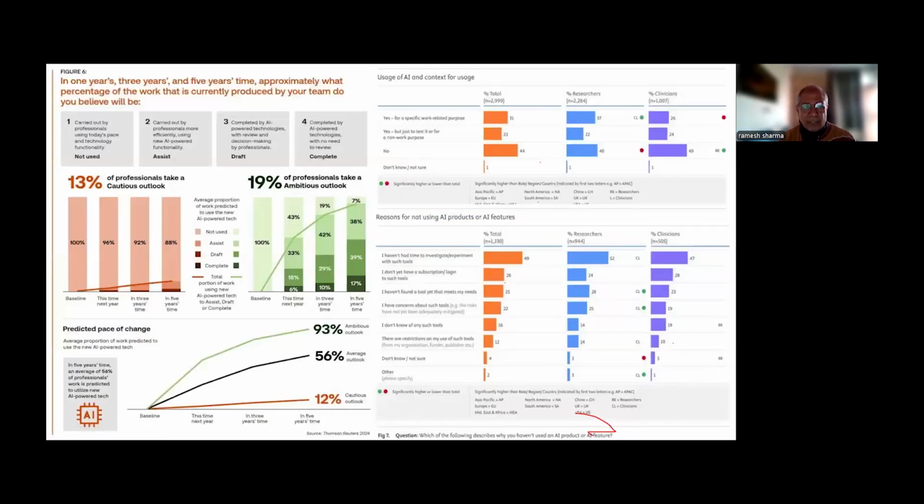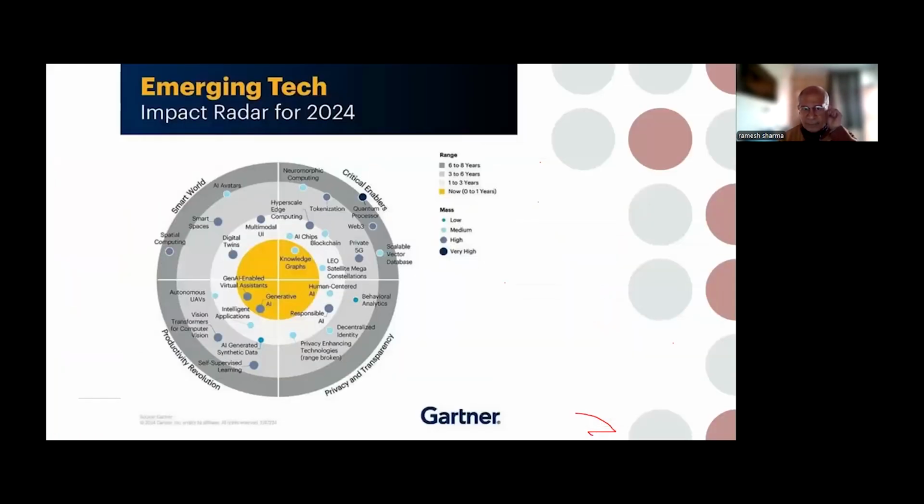And these are certain others, showing for what purpose and in what context AI is being used by professionals, and over a period of the next year, 3 years, within 5 years, how many professionals will be using artificial intelligence.